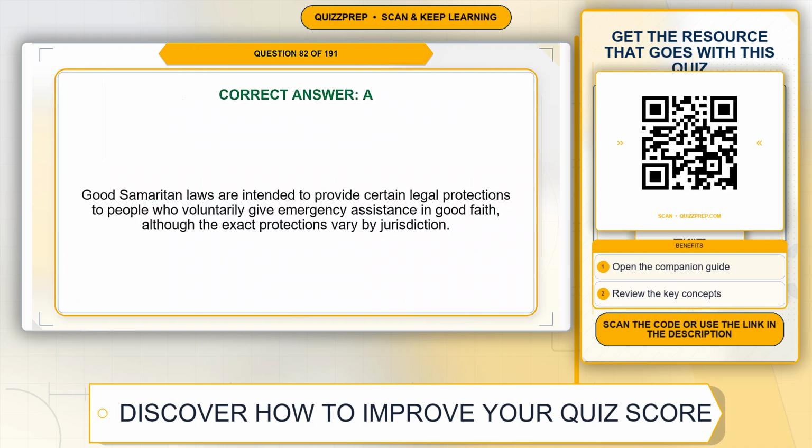Explanation. Good Samaritan laws are intended to provide certain legal protections to people who voluntarily give emergency assistance in good faith, although the exact protections vary by jurisdiction.